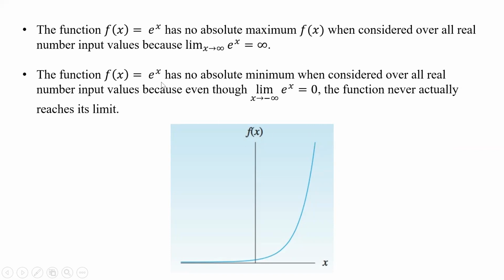Now the function, same one, has no absolute minimum when considered over all real numbers because this way it's getting closer and closer and closer to zero. Never reaches it, but it gets very, very close. And so it actually never reaches that limit of zero. Okay, so it gets close, but it never reaches it. So this, when unbounded, going from negative infinity to positive infinity, is not going to have absolute maximum or minimum values.